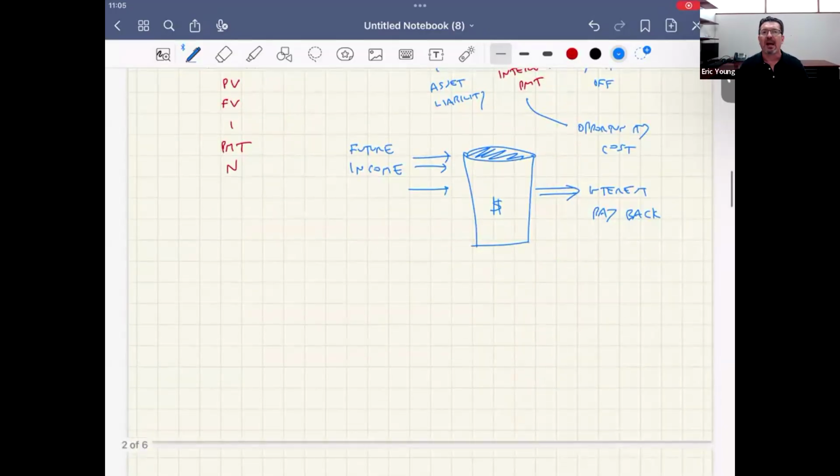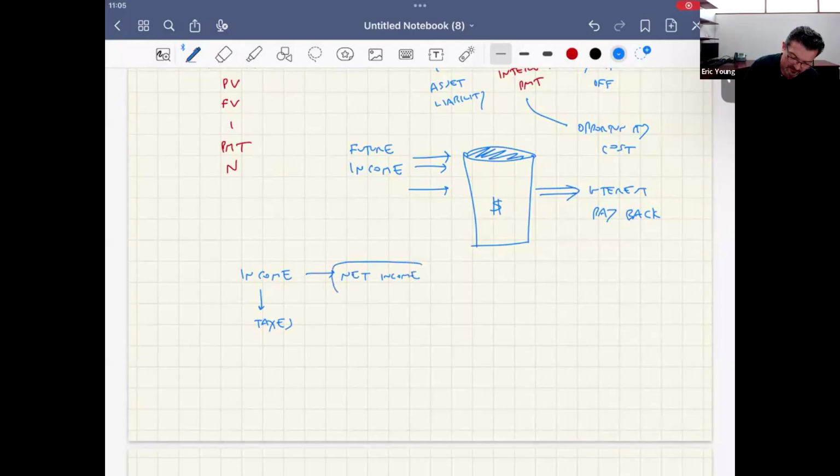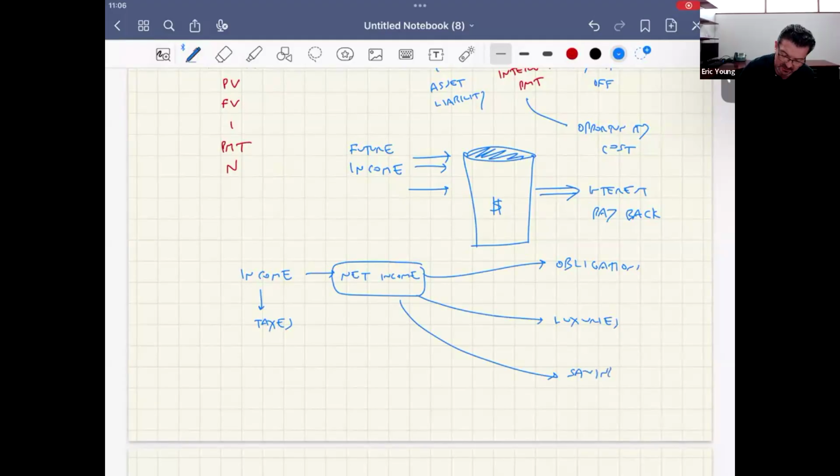Okay? We've also talked about cash management. So another way to think about it from a systems lens is this. We have income, and we're going to pay some taxes, and then we're going to have our net income. Well, that net income, as we know, can go to obligations, luxuries, and savings and investment. Remember, obligations and luxuries, this is current you. Savings and investment, this is future you. So from that lens, we put some time component on it.